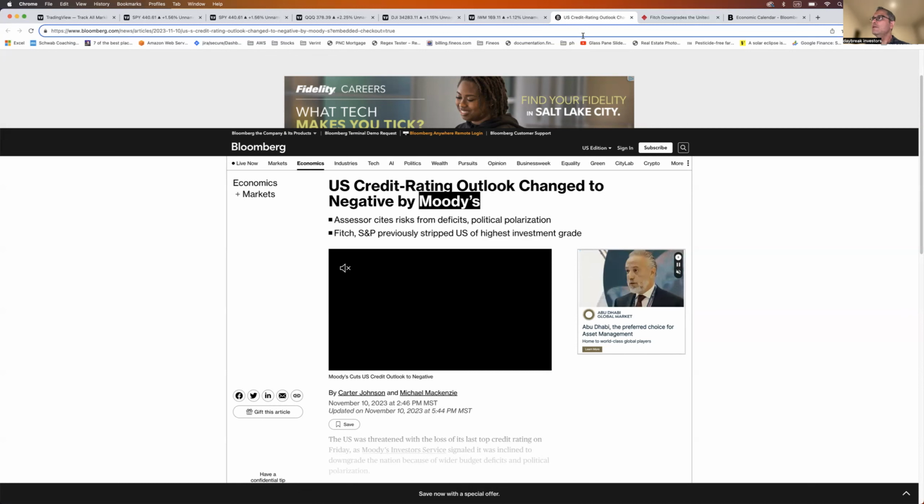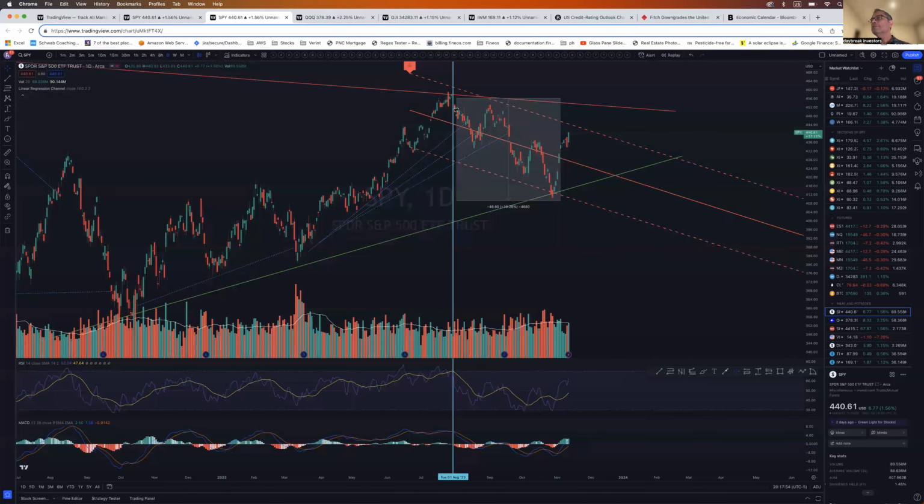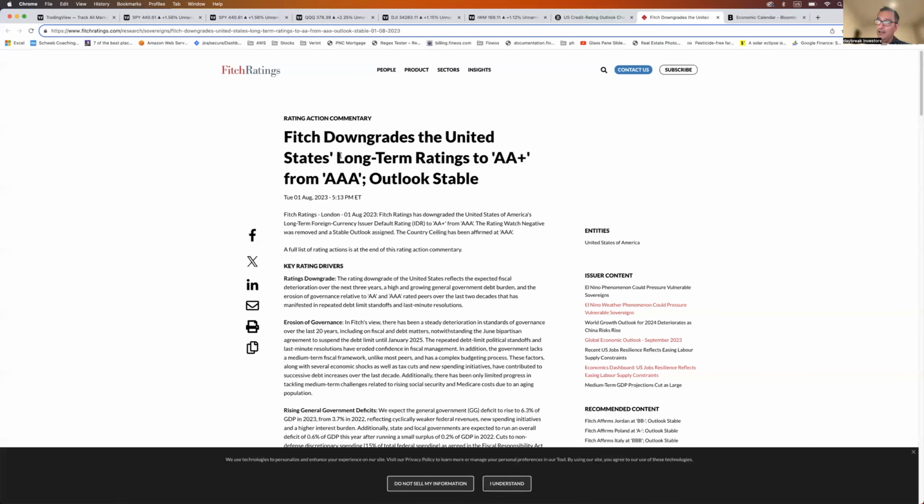And the last time it happened, when Fitch downgraded back on August 1st, what happened to the U.S. economy? We had a scenario here on the S&P 500. This is August 1st now. We had a gigantic downtrend that may not have been caused only by this agency Fitch downgrading again the long-term debt from AAA to AA plus.